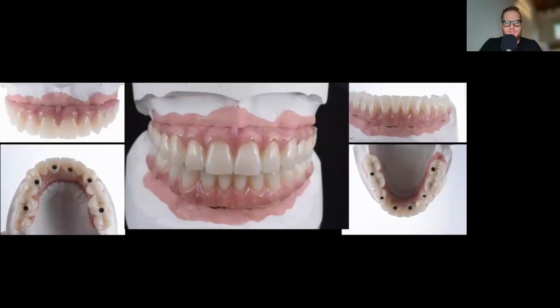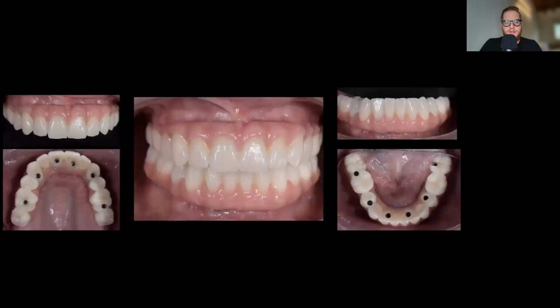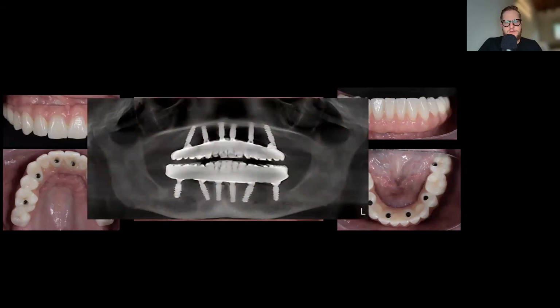As you can see, very, very nice looking teeth with a nice looking shade. This is work by my friend Domenico Cascione in Los Angeles, and beautiful, beautiful prosthetic reconstruction and final result where we have very stable bone levels and everything looks nice.